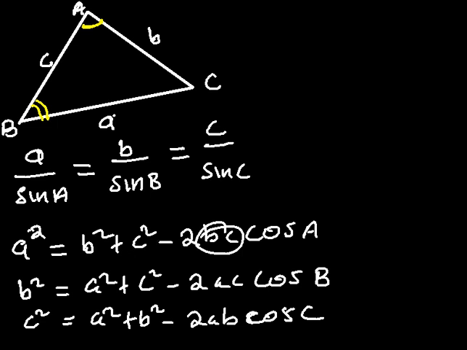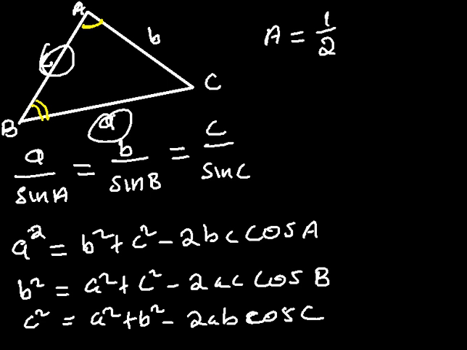And how about the area law? The area law states that the area of this triangle can be given as half times... Now let's say we are to use the angle B. What are the sides that have formed the angle B? The angle B is formed by these two sides. So we'll have it as half times A times C times the sine of the angle B.